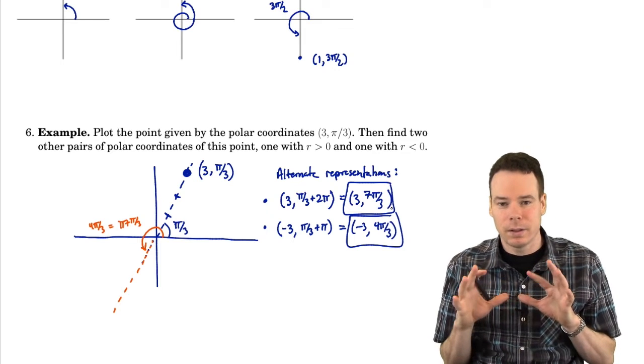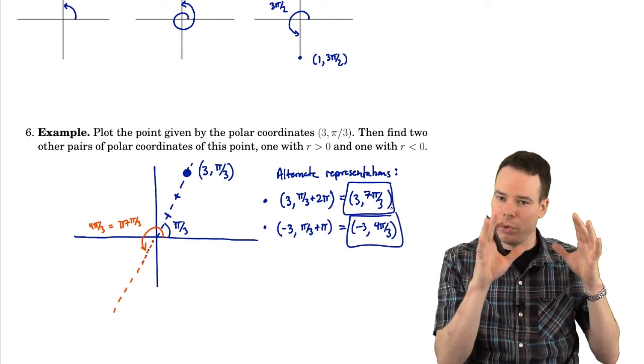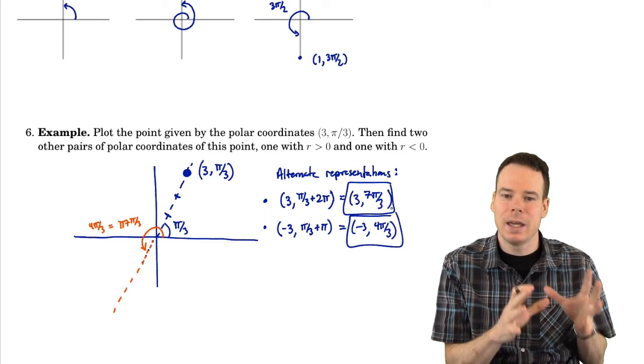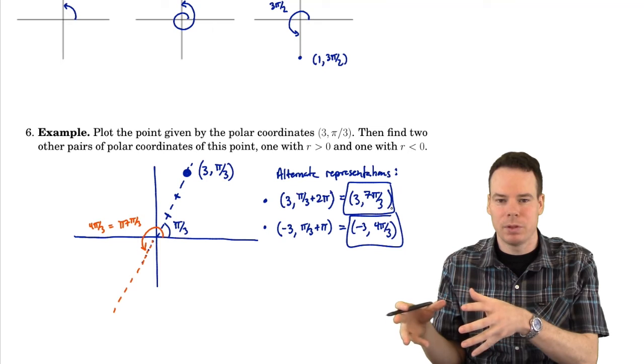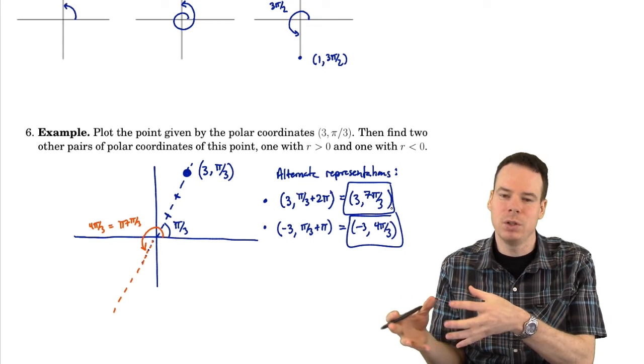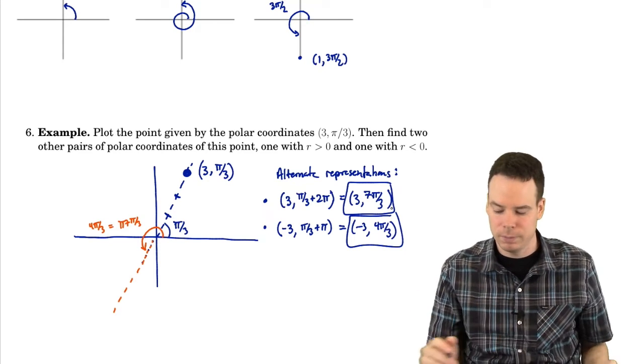Again, in contrast with the Cartesian coordinate system, where every point has a unique x, y coordinate, in the polar coordinate system we can have multiple representations, multiple ways to describe the point using r values and theta values.